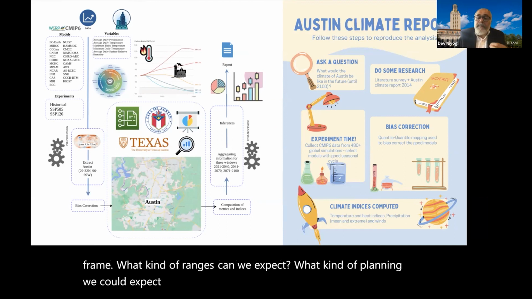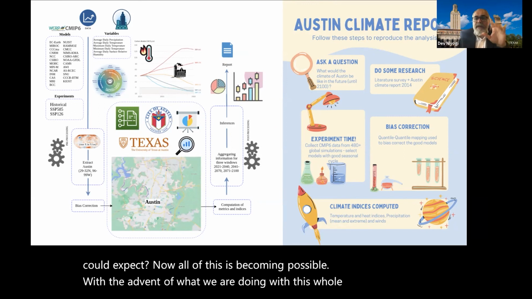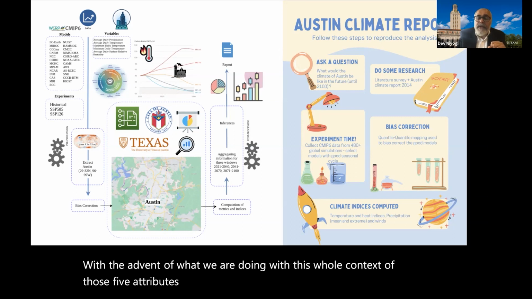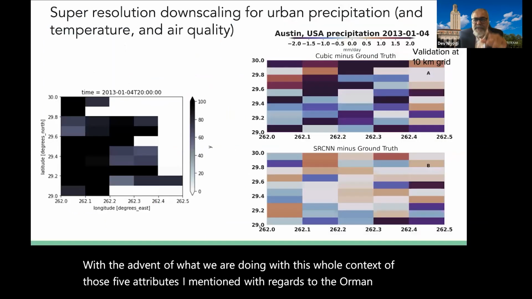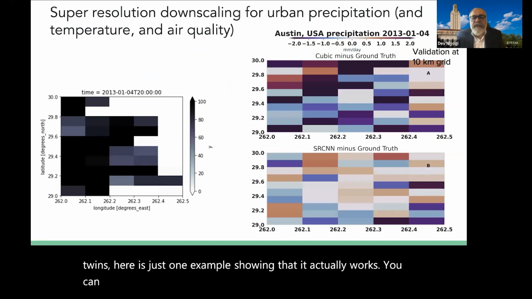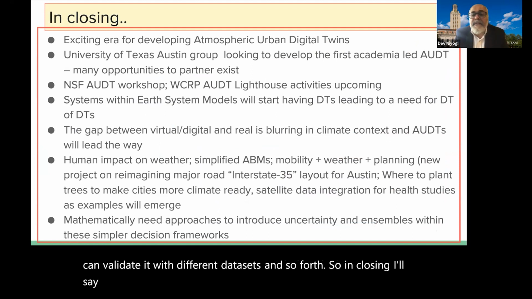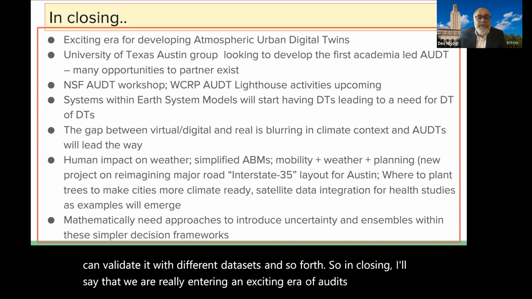Now, all of this is becoming possible with the advent of what we are doing with this whole context of those 5 attributes I mentioned with regards to the urban digital twins. Here is just one example showing that it actually works. You can validate it with different data sets and so forth. So in closing, I'll say that we are really entering an exciting era of atmospheric urban digital twins.